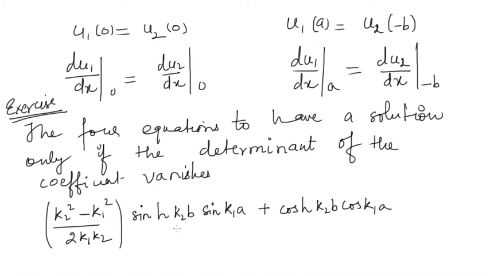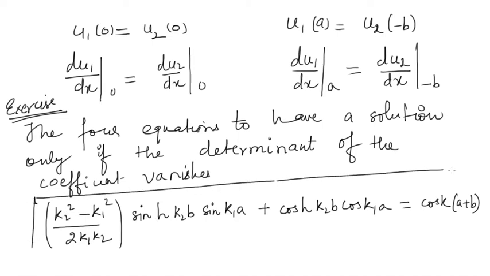k1 is the momentum in which the potential is 0. So my k1 is the square root of 2mE upon ħ². k2 is a measure of energy when there is a potential V naught, so the square root of 2m(V naught − E) upon ħ². This is equal to cos k(a + b). k is the index to label the solution. So when you put the determinant to 0, you will get this equation.